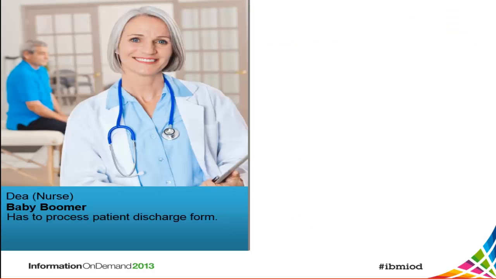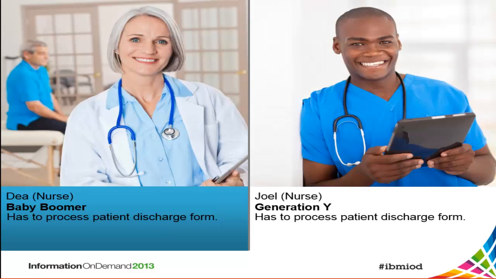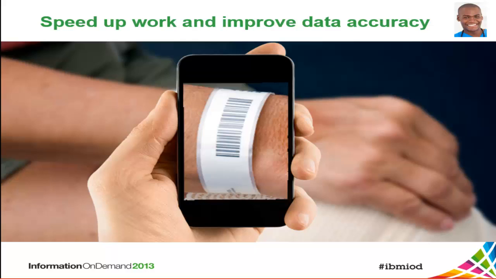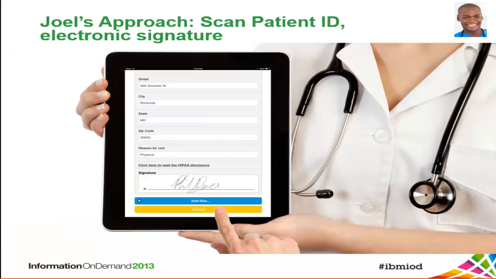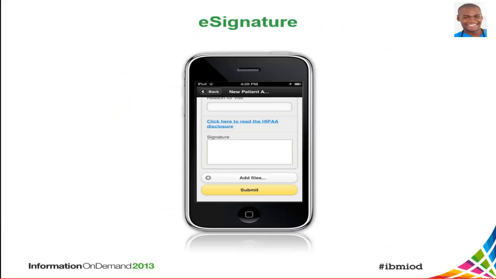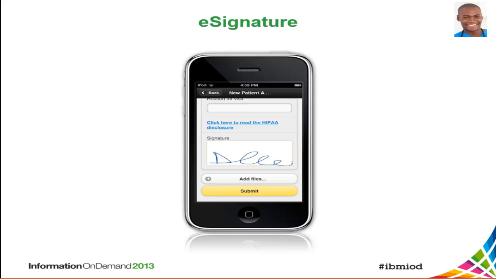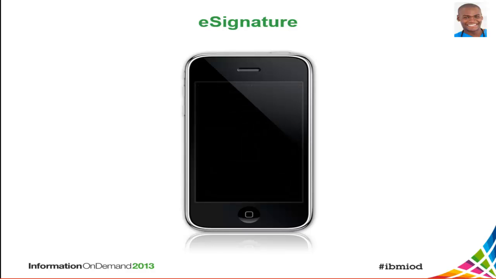Now let's compare and contrast with Joel, who's a Generation Y. He's much more comfortable using tablets and mobile devices. So instead, he uses his mobile device to take a picture of the patient's barcode. That automatically looks up the patient and presents a form, and that form can be signed by the patient on that mobile device. It's a very simple way to get a signature with a stylus pen or a finger. We can also display on the mobile device a HIPAA release form, HIPAA disclosure form, and other relevant information as part of that discharge process.